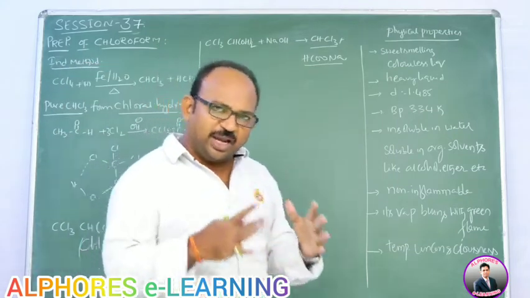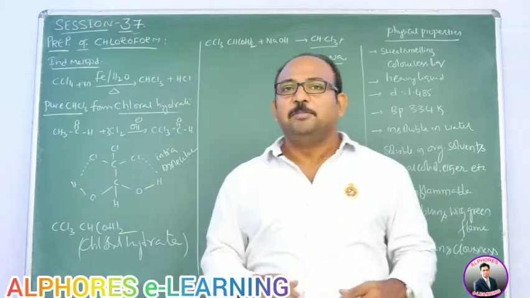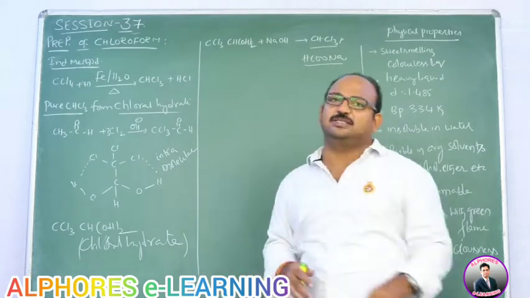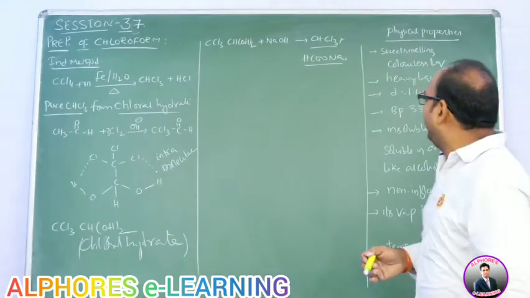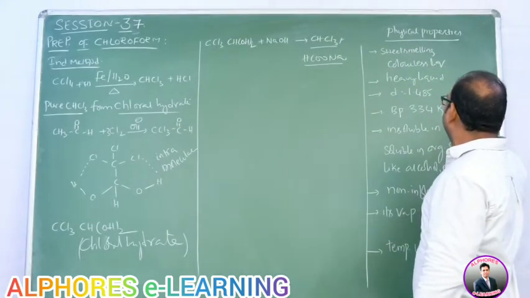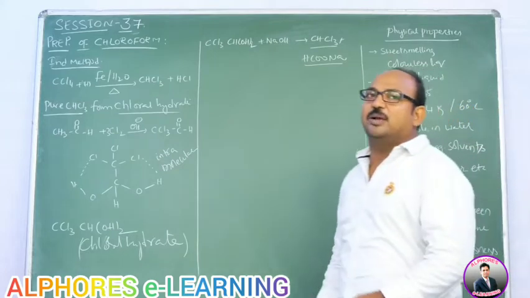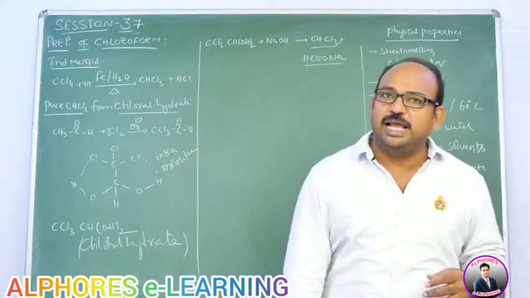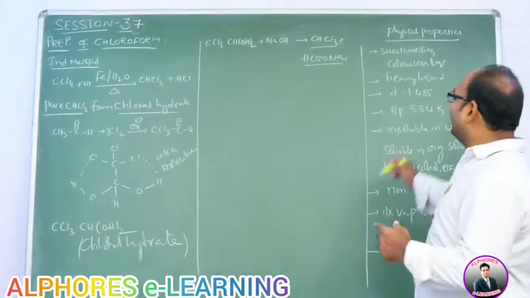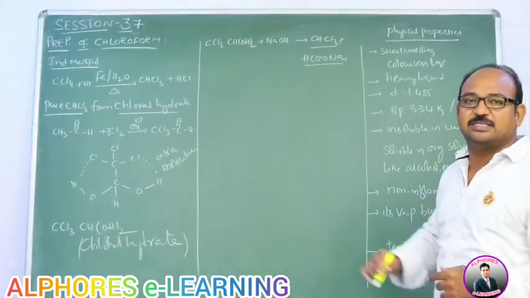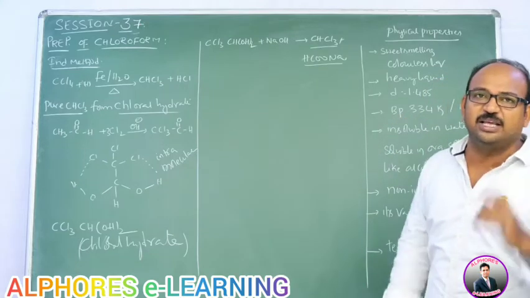Boiling point 334 Kelvin means around 60 degrees Celsius. So boiling point 60 degrees Celsius means, what do you say? It has a lower boiling point than water. So water boiling point 100 degrees Celsius, chloroform boiling point 60 degrees Celsius.